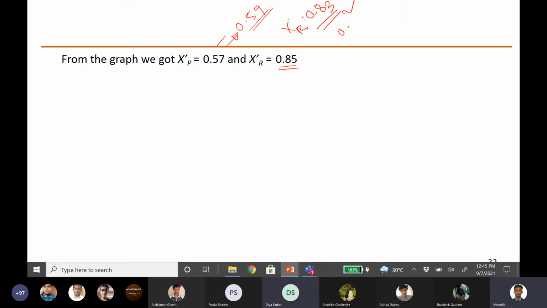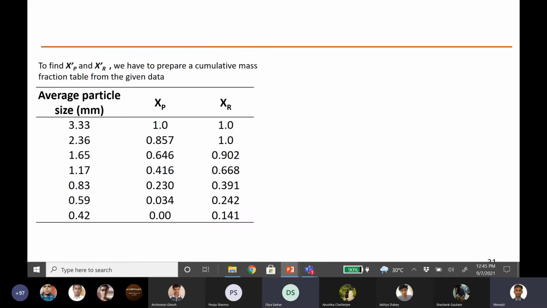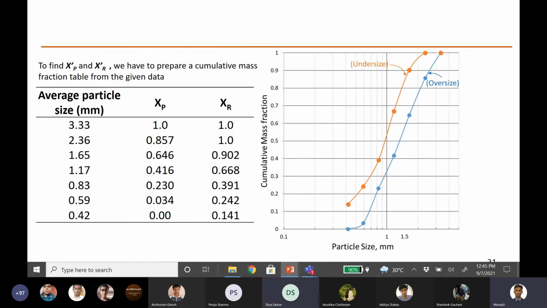Sir, I also got 0.83 for XR. And for XP, it's 0.57 only or 0.59? Yes, sir, 0.57. So by now you have looked into the graph, can you tell me the reason why XP is the same as what we received from the graph and from the interpolation, and the XR value is different? Why?